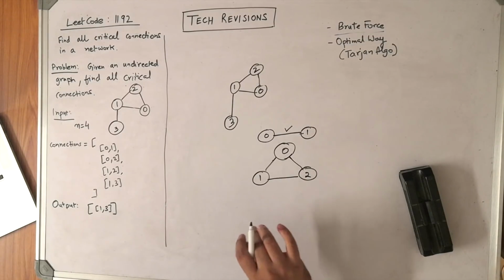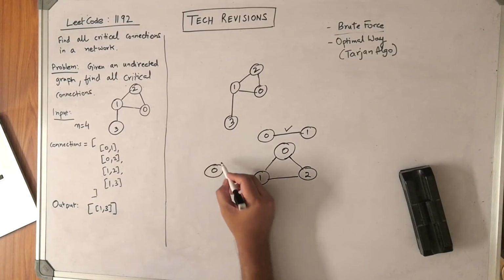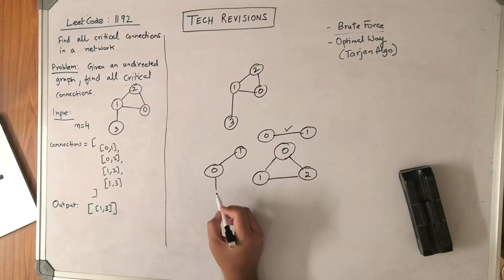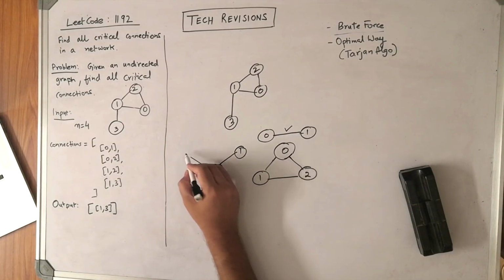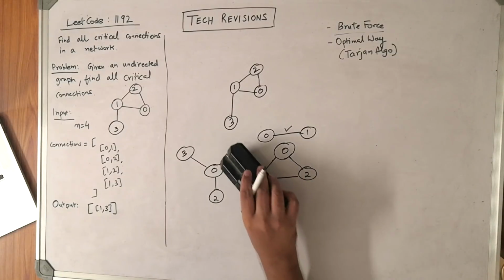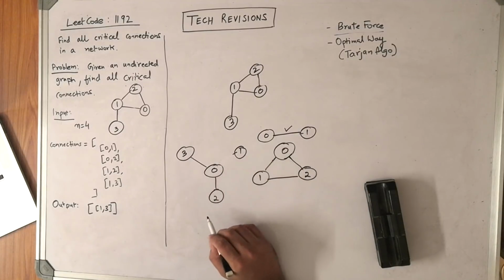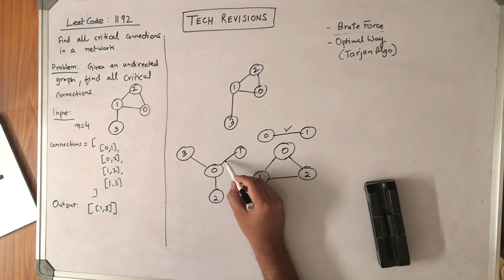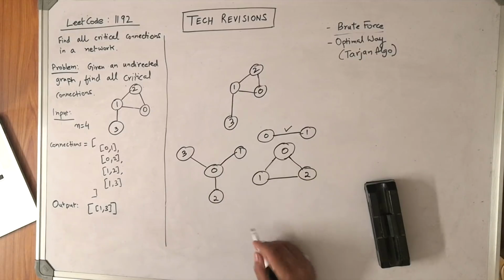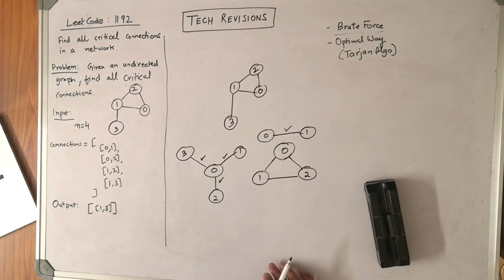Let me give you a counter example. If you place a node in the center and connect it like this, then in this graph, if you remove any of the edges, it ends up dividing the graph into two parts. Hence every edge, this edge, this edge, this edge, all the edges are actually critical connections. I hope that makes the concept of critical connection extremely clear.